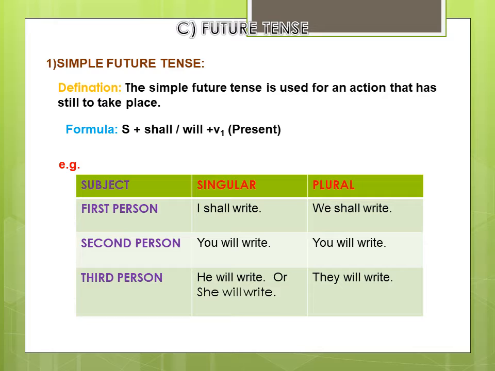See in the subject column, last, third person. In the singular column, he will write or she will write. So here he and she, these two pronouns, are the subject, third person. Will is the helping verb, and write is the present form of the verb. See in the plural column, last line, they will write. So here they, third person, is the subject, will is the helping verb, and write is the present form of the verb. As per our formula, they will write.